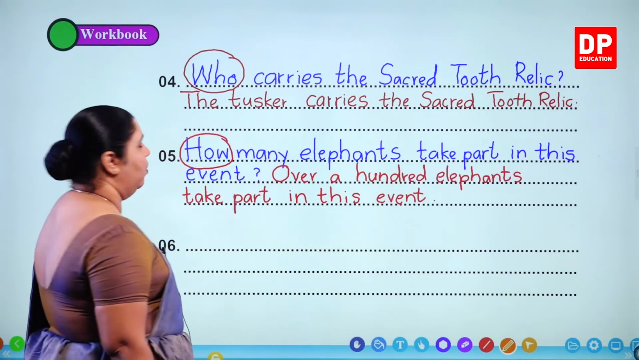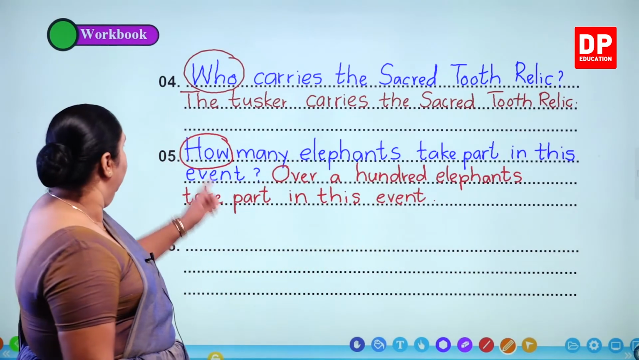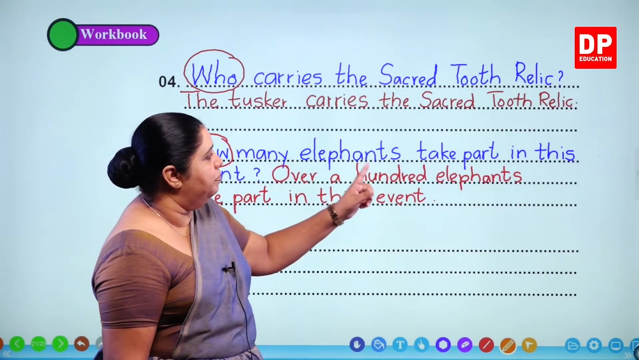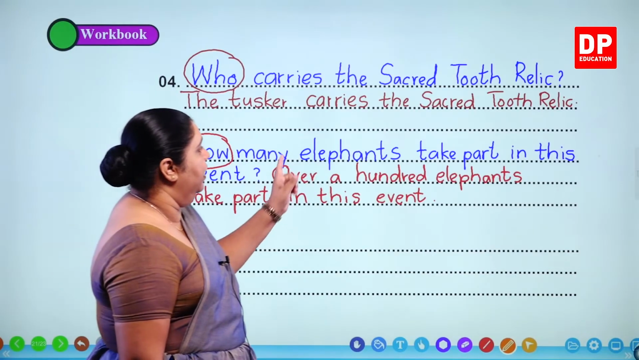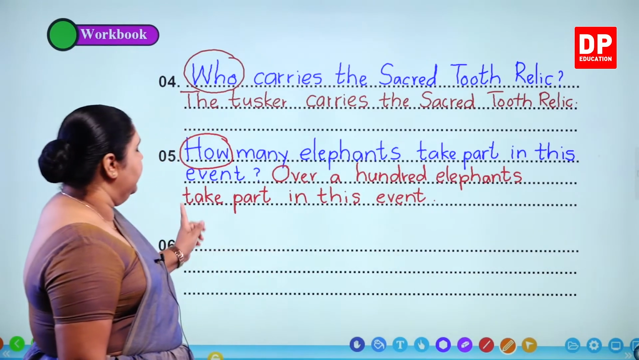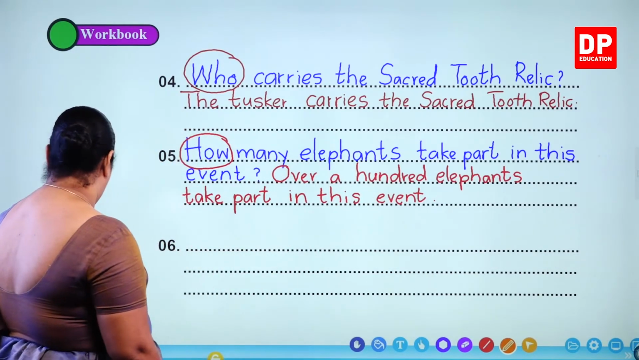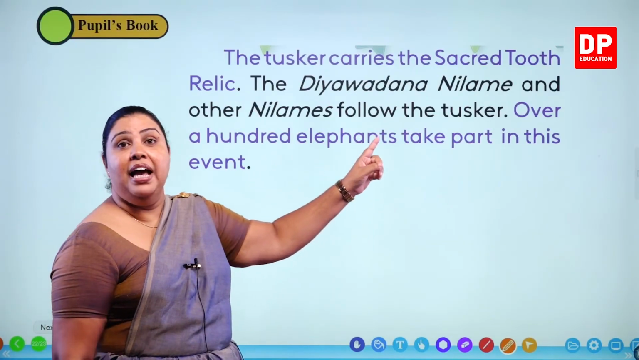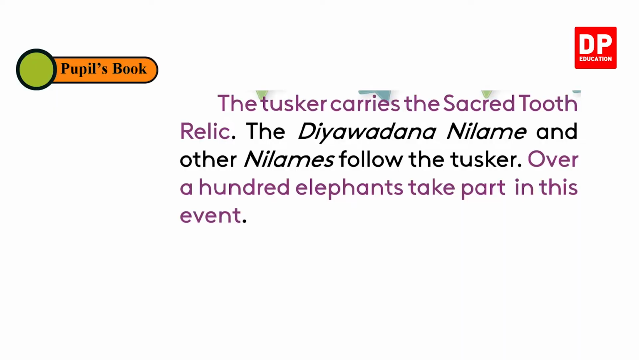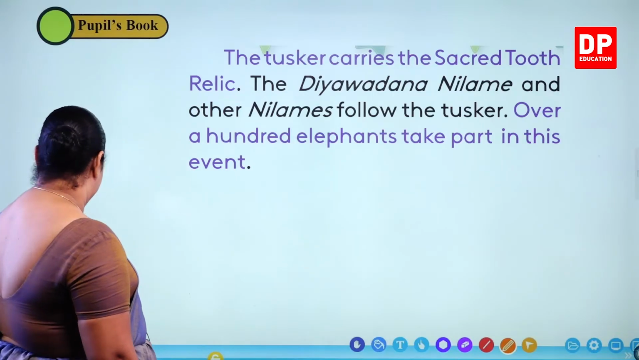Right. Okay, now what is the question once again? How many elephants take part in this event? Your answer should be over 100 elephants take part in this event. Now we had that in our paragraph as the purple color sentence. Over 100 elephants take part in this event.